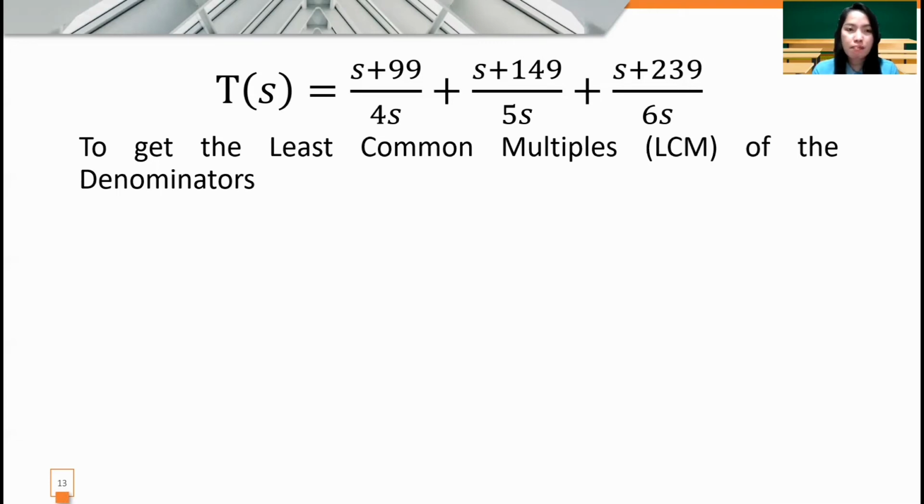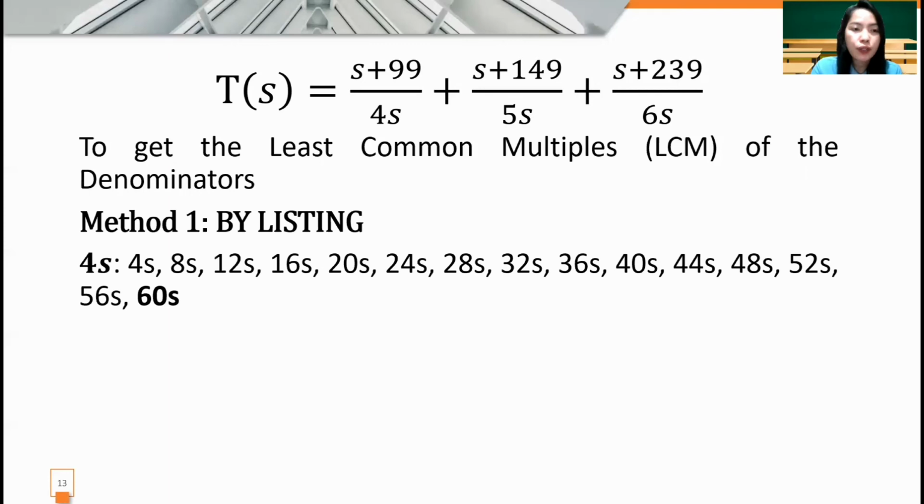Let's have first the method number 1. That is by listing. Taking the denominator in the first term, 4s, denominator in the second term, 5s, and denominator in the third term, which is 6s, we have to take note the numerical coefficients in here. We have 4, 5, 6. Kung matatandaan natin, yung multiplication table, yun lang yung ipa-follow natin na pattern. For 4, those are the numbers in the multiplication table.